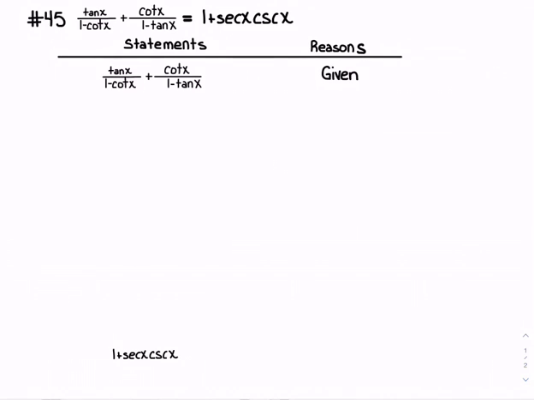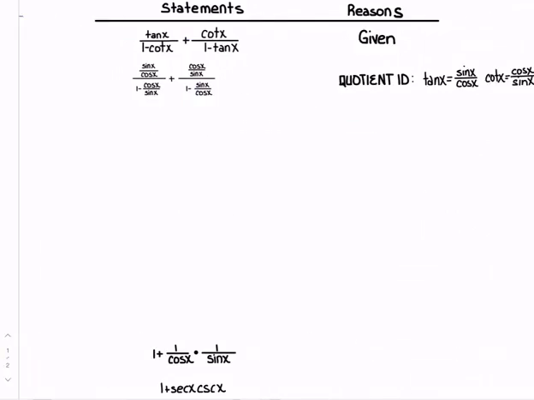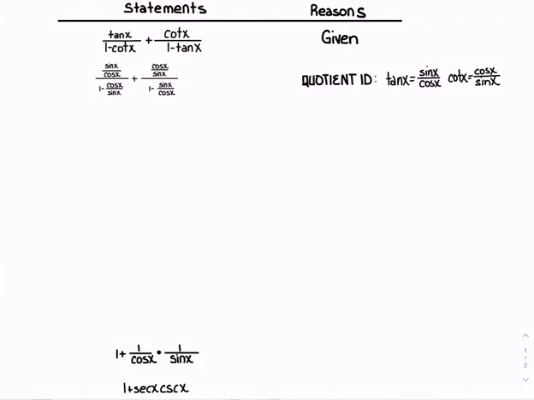Okay, so I began by writing statements and reasons. I used the left side of the equal sign for my first statement and the right side for my final statement. One strategy, and this one is really challenging, is to turn everything into sine and cosine.